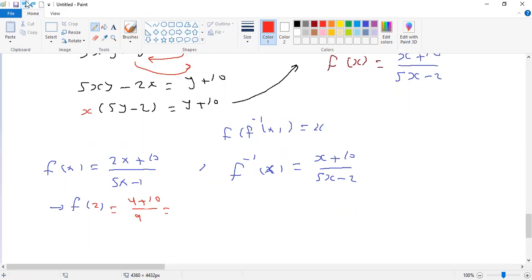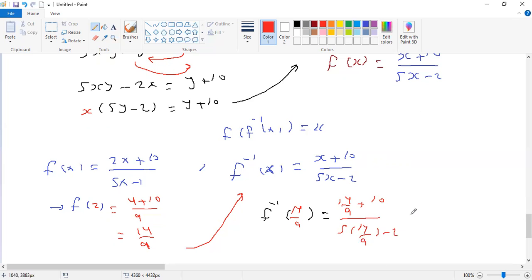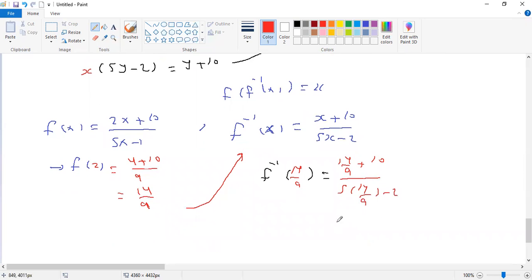Okay, write it down. The answer is 14 over 9. Now you have to put 14 over 9 here in f inverse. So f inverse of 14 over 9 is equal to 14 over 9 plus 10 over 5 times 14 over 9 minus 2. You can simplify this one. Again, if I put 2 in f, the answer is 14 over 9.